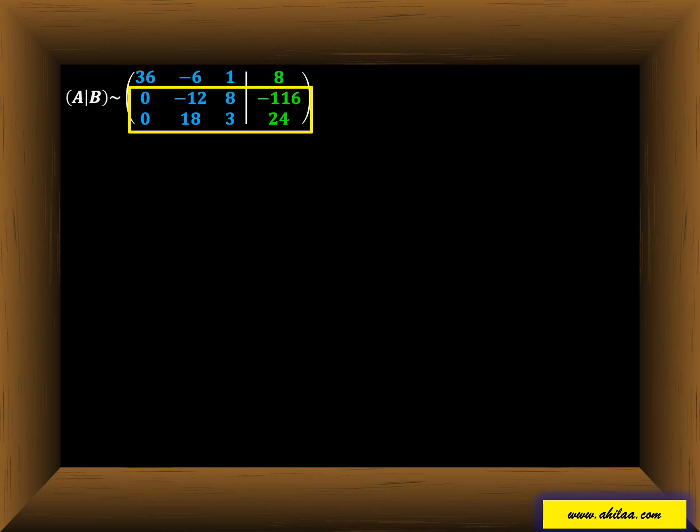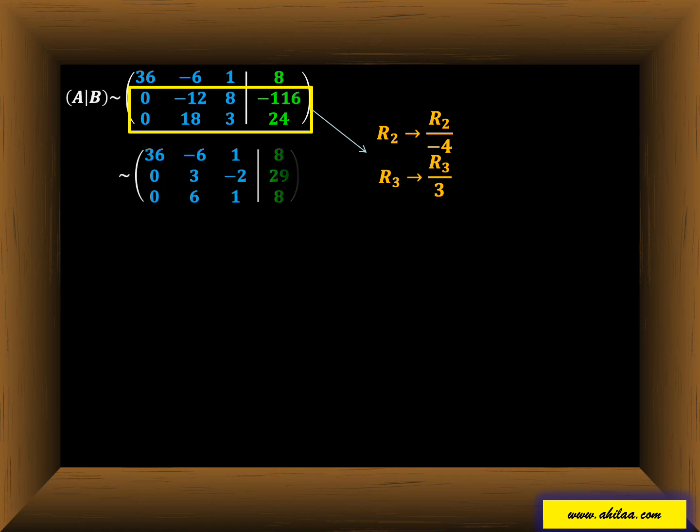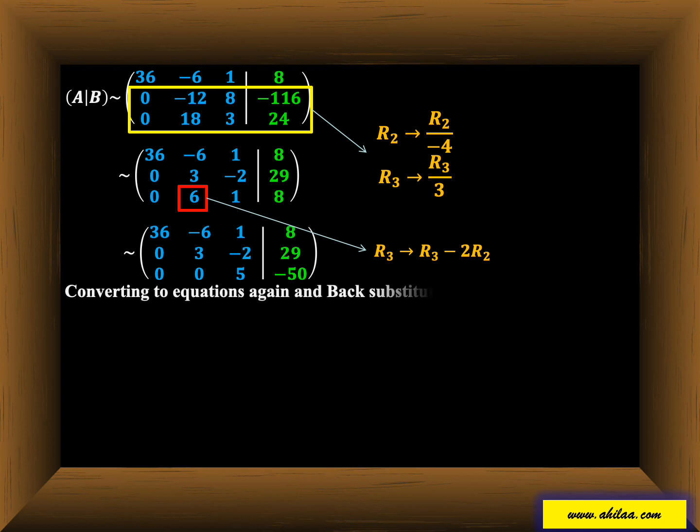Now I see the second row is completely divisible by -4 and the third row is divisible by 3. So I make the operation R2 tends to R2 by -4, R3 tends to R3 by 3. So the equivalent matrix is this one. Next I try to convert this A32 element, which is 6 here, to be 0 using the second row as my pivot row. R3 tends to R3 minus 2R2. This is my equivalent matrix.